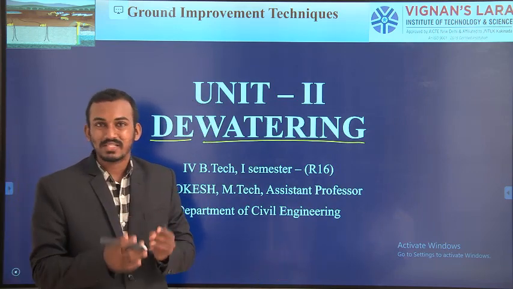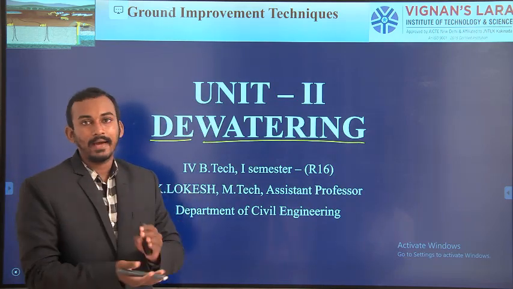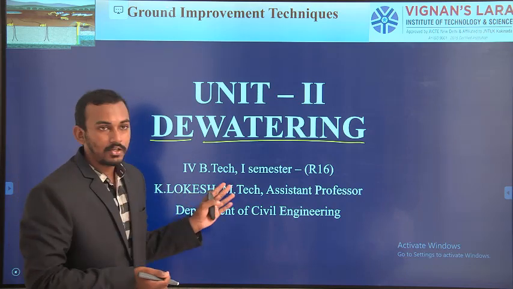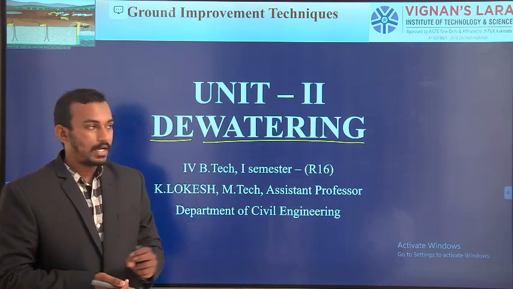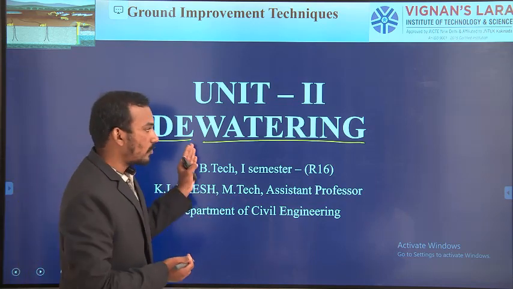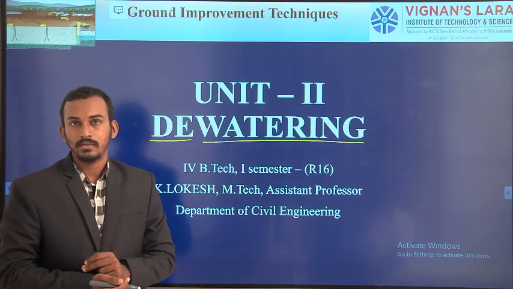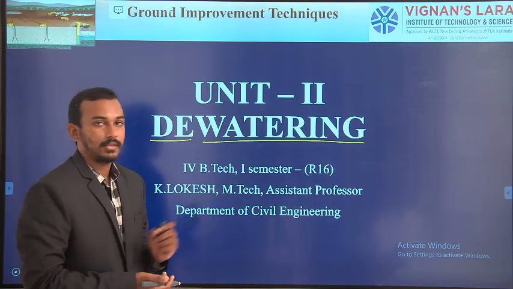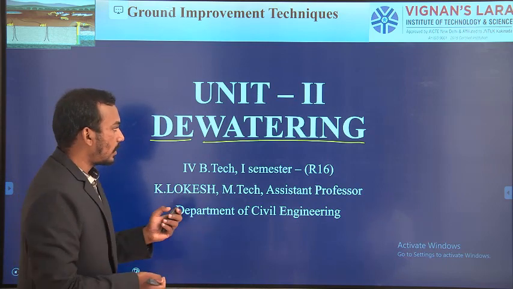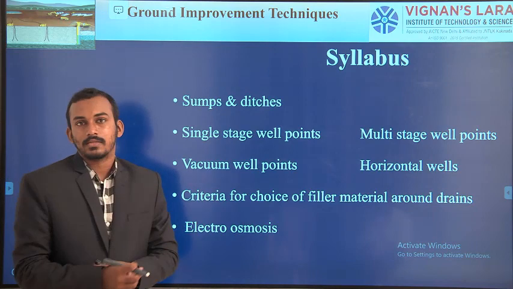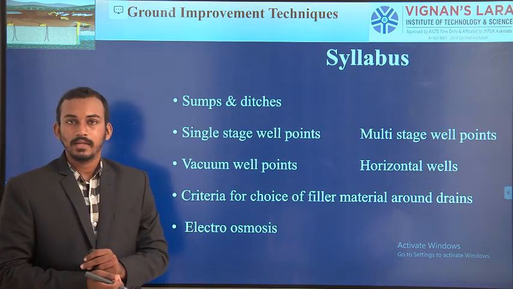For example, if our site contains a water table at a high level, then it is very difficult to lay the foundation and also very difficult to do excavation work. In order to prevent all those problems, the first thing we have to do is remove all the water from our site. We have to reduce the water table in our locality. So that's all regarding dewatering methods. These are the various methods of dewatering in a given site.